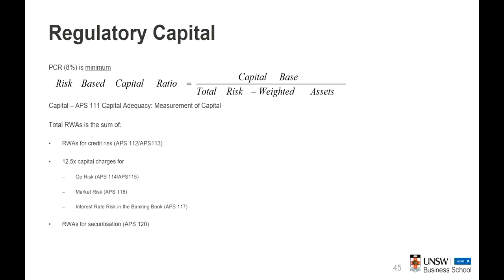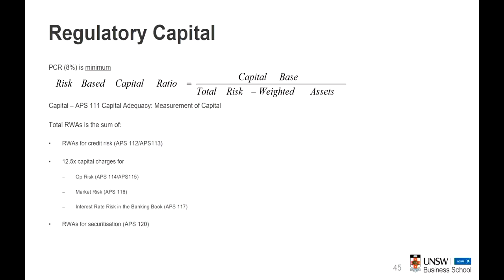And then we also work out the amount of capital required for operational risk, APS 114 and 115. Again, 114 is standardized, 115 is internal. Market risk, which is APS 116. Interest rate risk in the banking book, which is 117. And risk for securitization, which is APS 120.